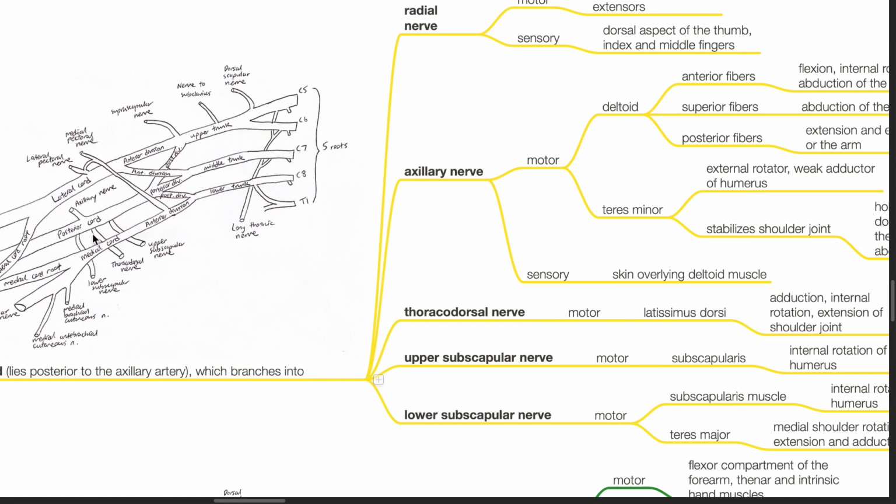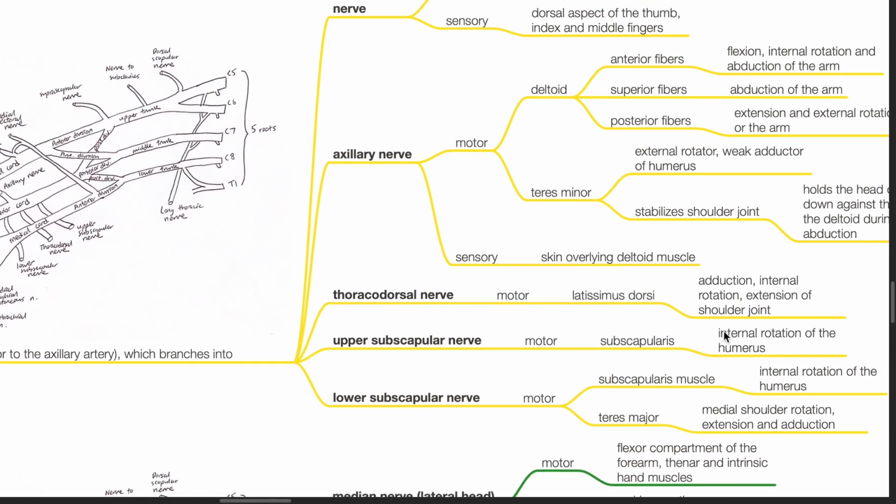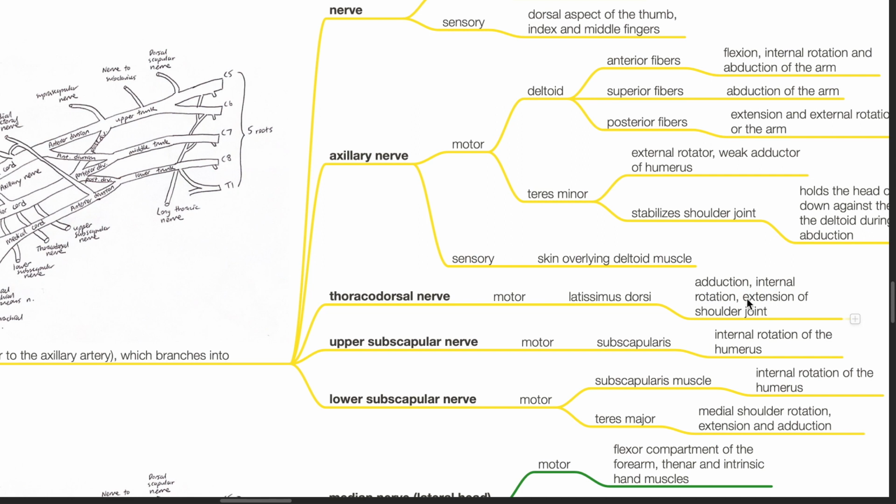The thoracodorsal nerve supplies the latissimus dorsi, which helps in adduction, internal rotation, and extension of the shoulder joint. The upper subscapular nerve provides motor supply to the subscapularis, which internally rotates the humerus.